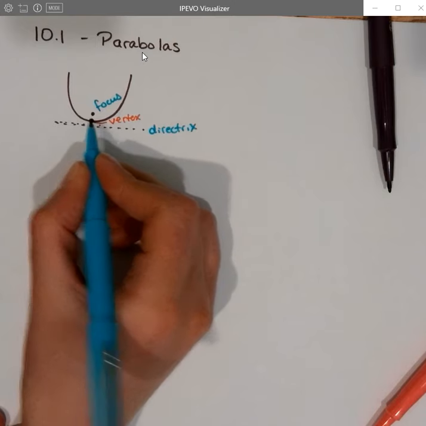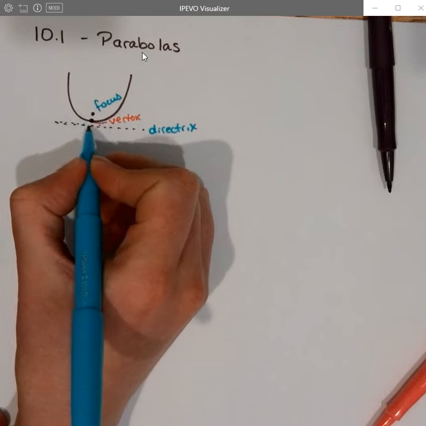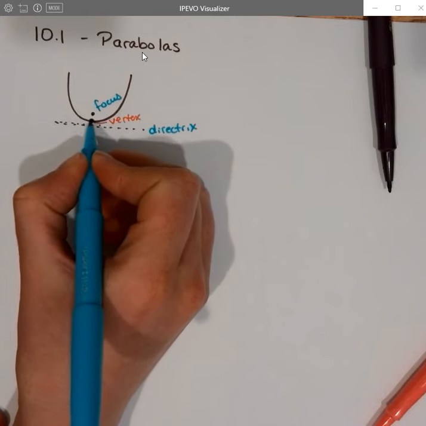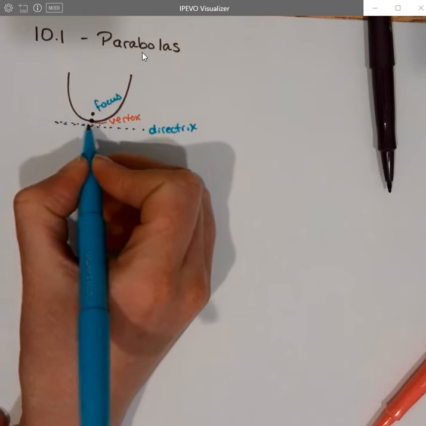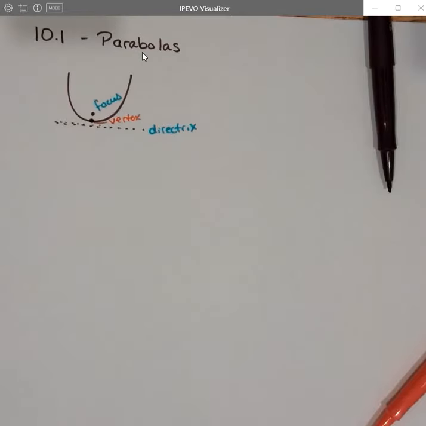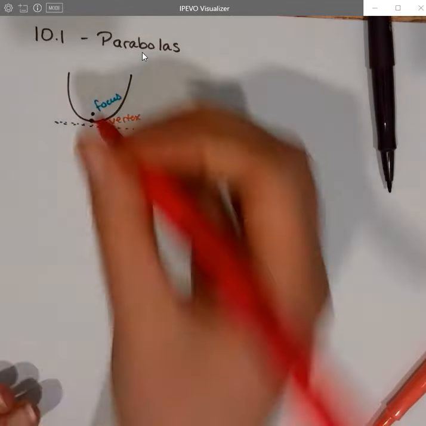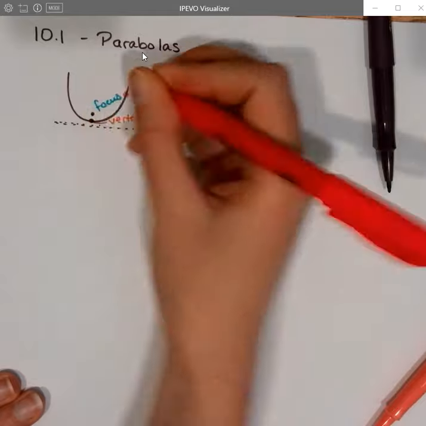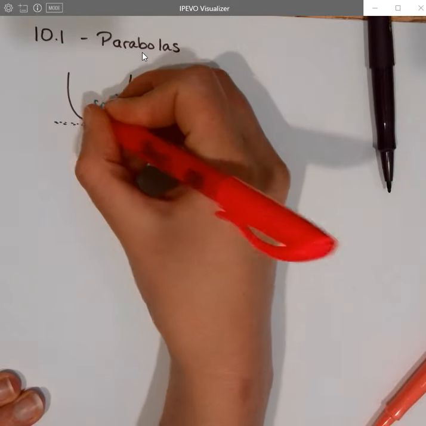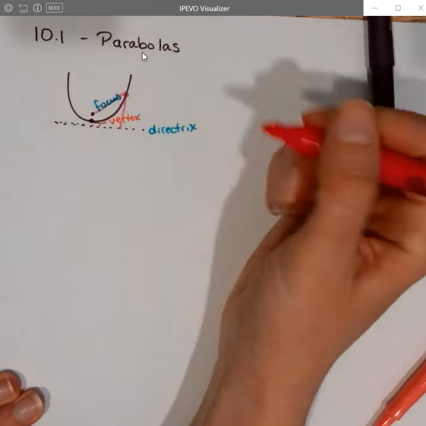Okay, so first of all, what is a focus and a directrix? So the idea is that the focus and the directrix define all points in the parabola. So any point on the parabola is supposed to be equidistant between the focus and the directrix. So if I pick any point, the distance between the directrix and the focus is supposed to be equal.